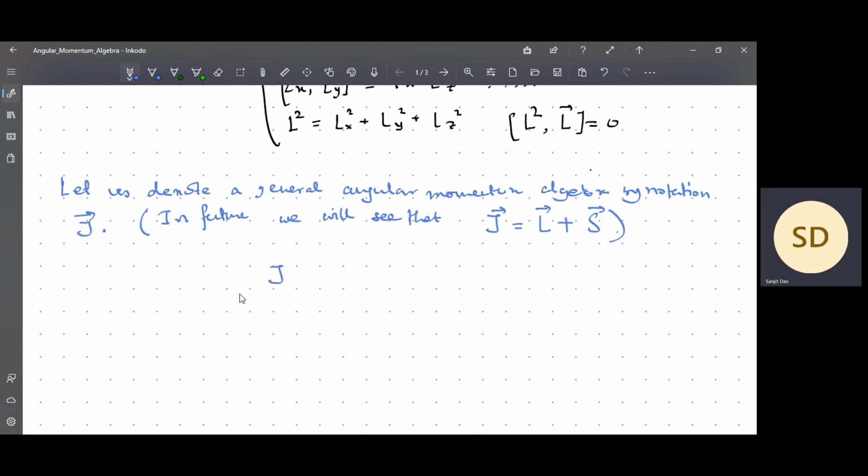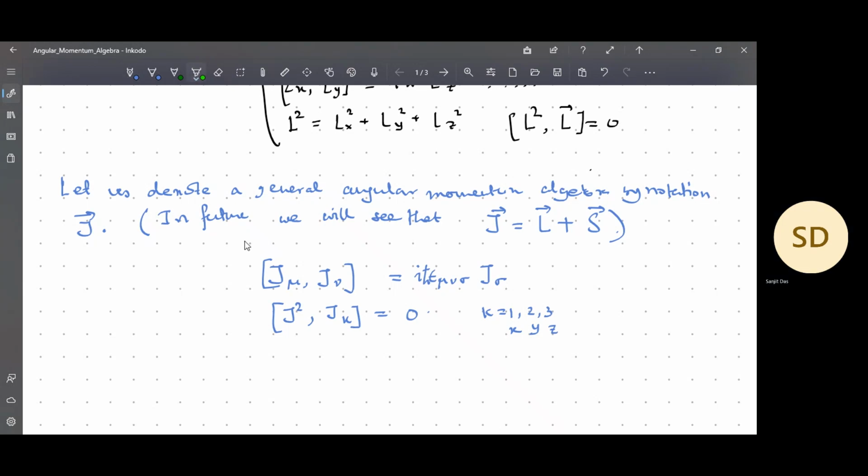So what do we mean by that? It is exactly the same thing. The commutation relation of J mu and J nu will become i h bar epsilon mu nu sigma J sigma, and similarly J square with Jk, any one component, should be 0, where k is 1, 2, 3. 1 means of course x, 2 means y, and 3 means z. It is the same angular momentum algebra as you can see.